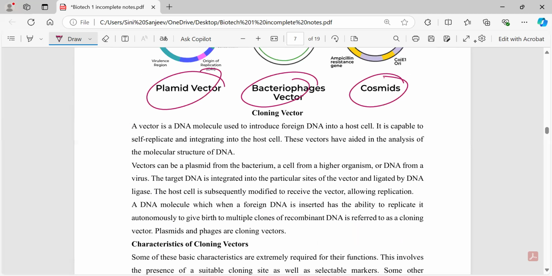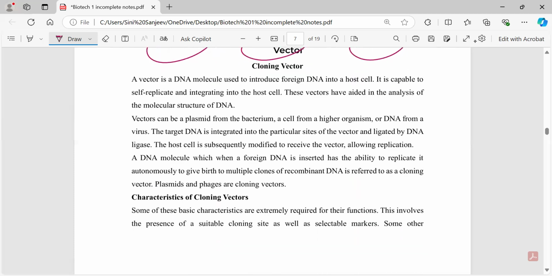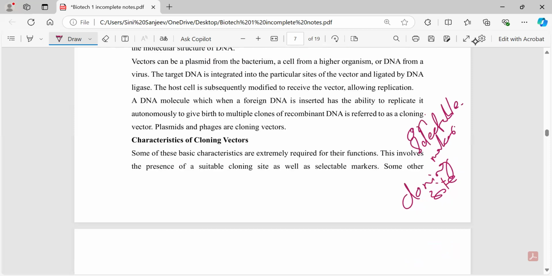Then the cloning vector. As I already told you, a cloning vector is going to make clones of your desired DNA, which is a very important tool for rDNA technology. Whenever you use a cloning vector, there are three properties you should keep in mind. One is the origin of replication. Second is a selectable marker. And third is the cloning sites. Only if these properties are present can you use it as a cloning vector.